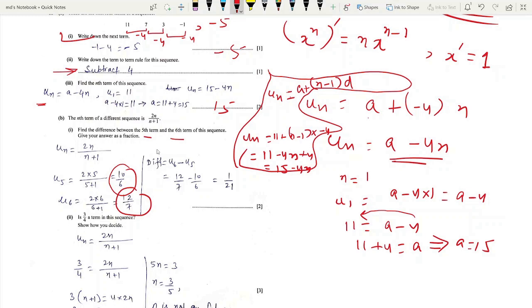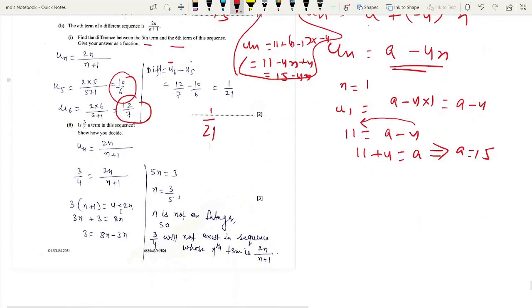We need to find the difference. It is already clearly written. We have to find the difference. It means 6th minus 5th: 12 over 7 minus 10 over 6. Use a calculator, you can get 1 over 21. Okay, second part. This is really very important, I will say, and interesting also. Is 3 over 4 a term in this sequence?